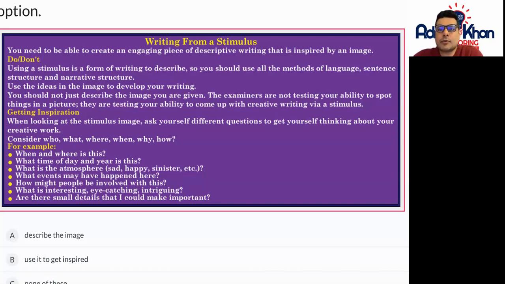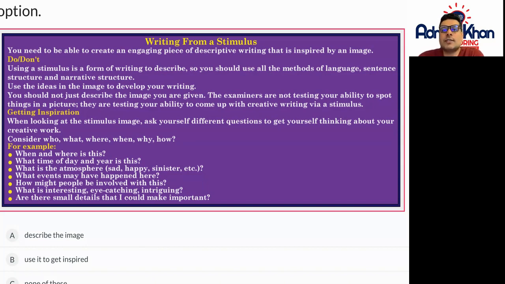So you need to be able to create an engaging piece of descriptive writing that is inspired by an image. Now, this particular question is very, very common in the GCSE English exams. So let's show you a few do's and don'ts about what you need to do.